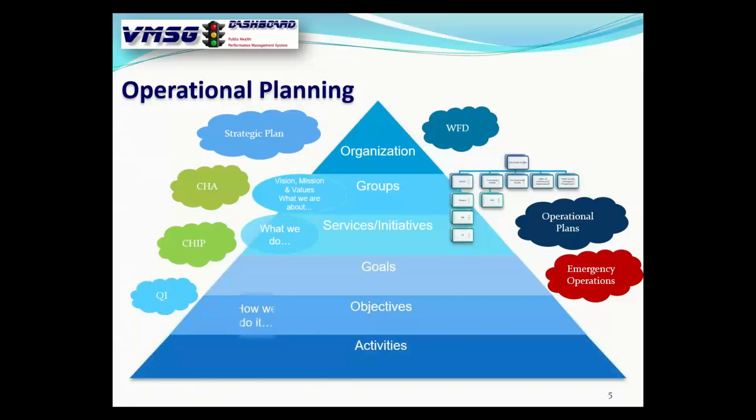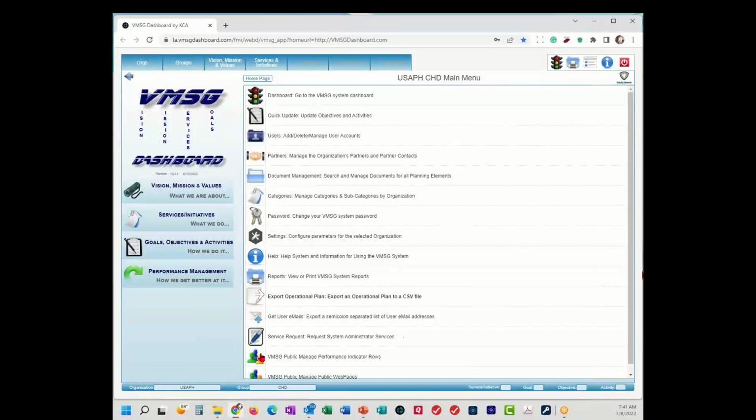And then under each service initiative, you have a little plan that includes the goals, which include the objectives for the goals and the activities for those objectives. And like I say, we're going to go into great detail in a live environment here. So we have this little demo organization we call USA Public Health, and I will take you over there live now.